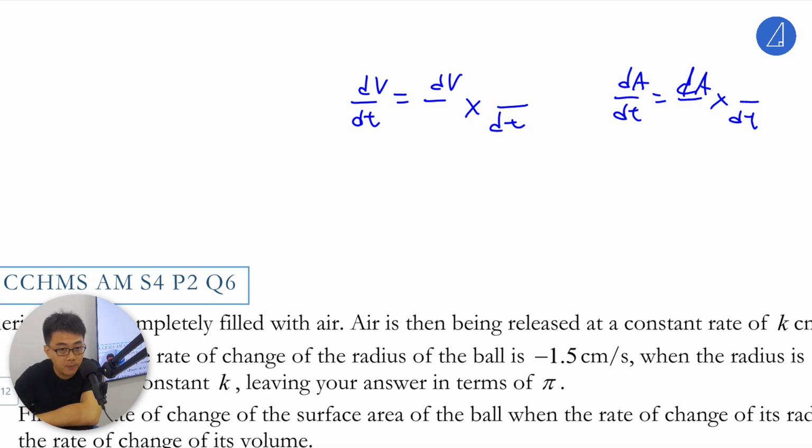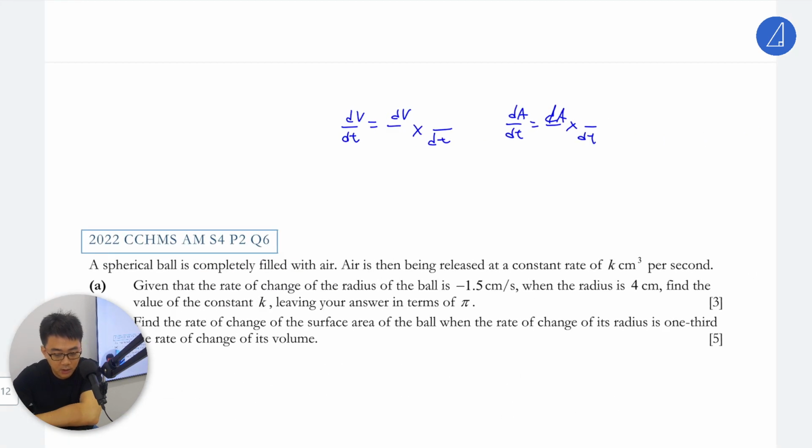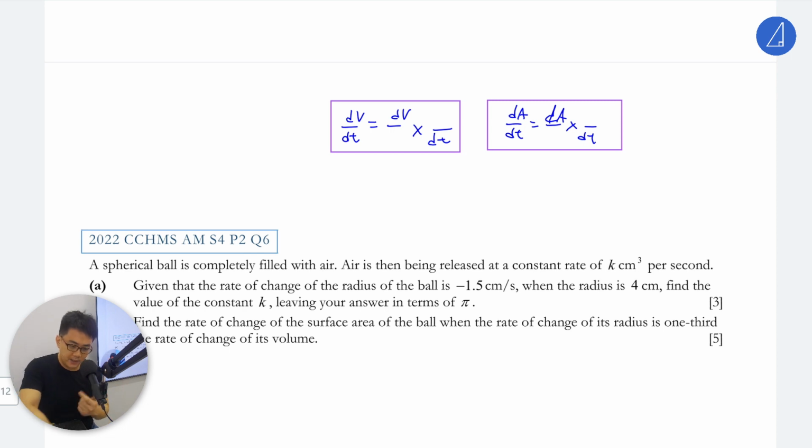Chain rule is king. You can use this even at H2 math level. I keep using this. It always works. So we slowly understand what's going on.